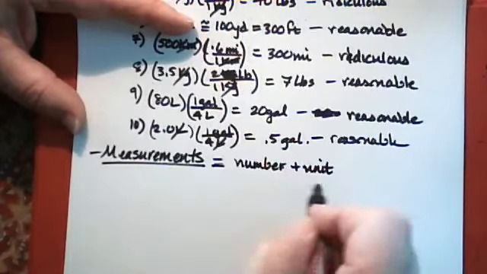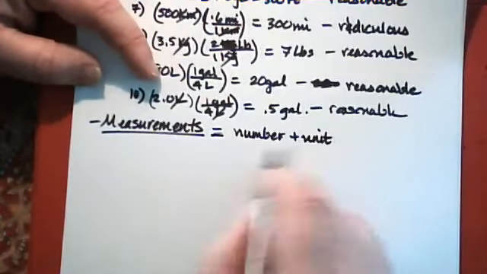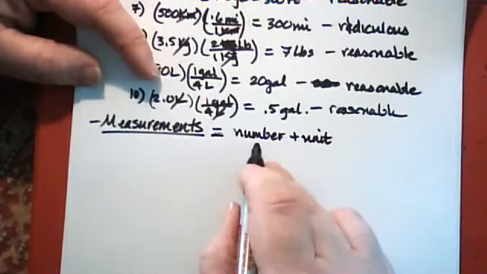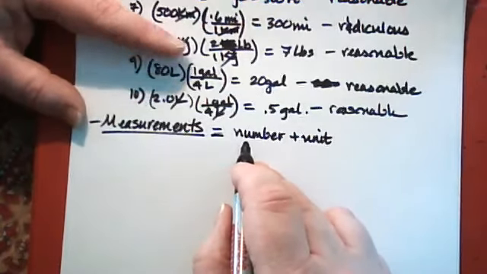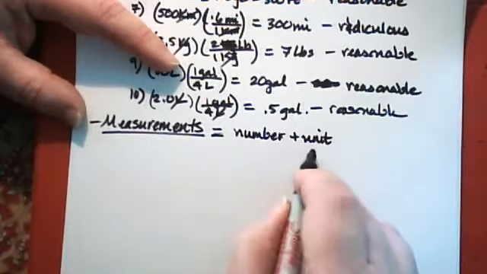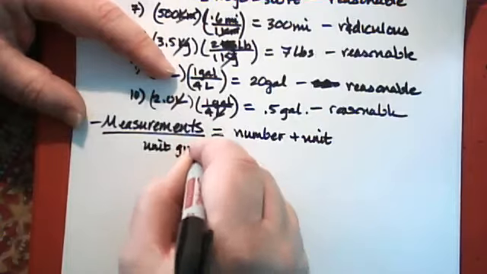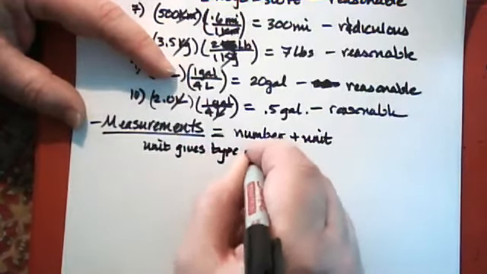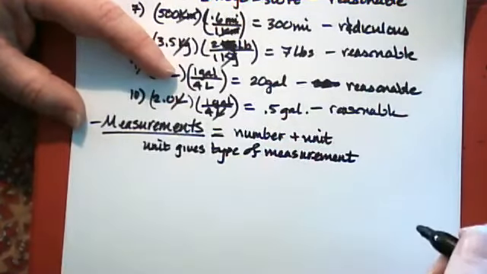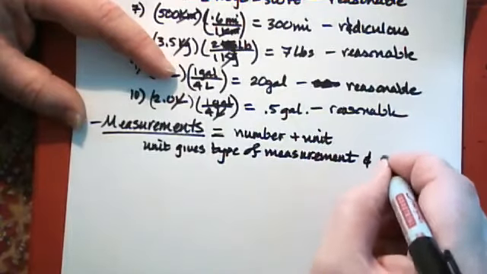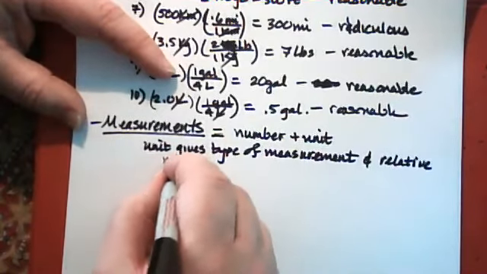Remember that in practical terms, a measurement consists of a number and a unit. And both of those parts are equally important. A number without a unit is meaningless, and a unit without a number doesn't mean very much either. The unit gives the type of measurement. And usually it tells you something about the magnitude of the object also.